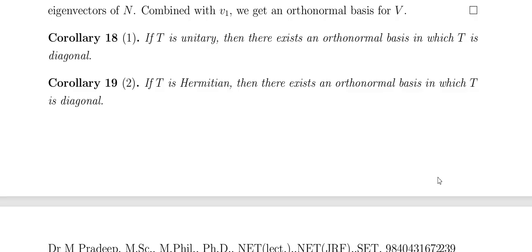If T is unitary, then there exists an orthonormal basis in which T is diagonal. If T is Hermitian, then there exists an orthonormal basis in which T is diagonal. This is because of what we already proved for normal operators, of which unitary and Hermitian are examples.